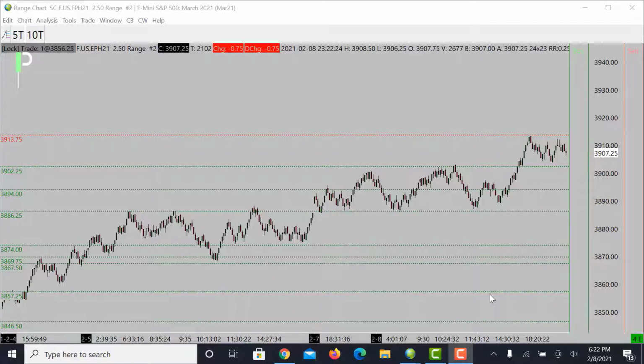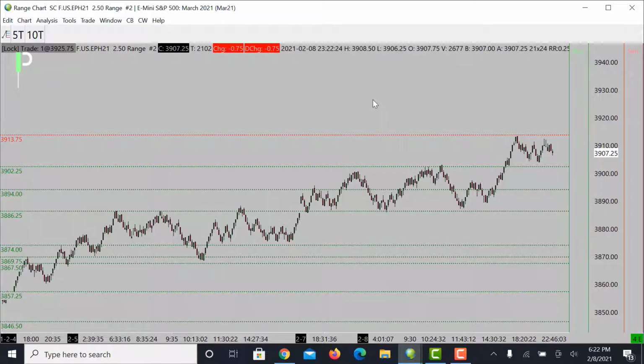Today we're going to be going over S&P 500 and also gold, give you guys some levels to trade off during the London session and some areas to look out for when you get into the US session as well. So let's go ahead and hop into it.